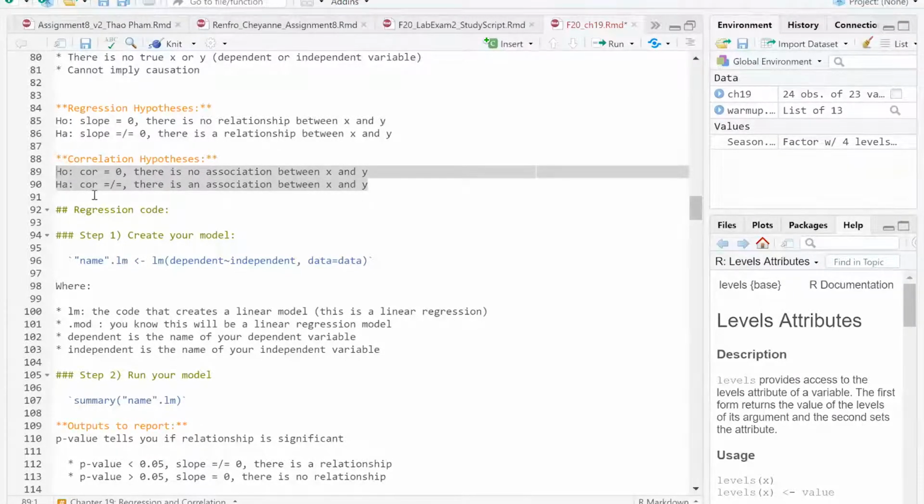Our correlation hypothesis for the null is that the correlation coefficient, cor or R or rho, is equal to 0, meaning there is no association between X and Y. Our alternative is that our correlation coefficient does not equal 0, meaning there is an interaction or an association between X and Y.